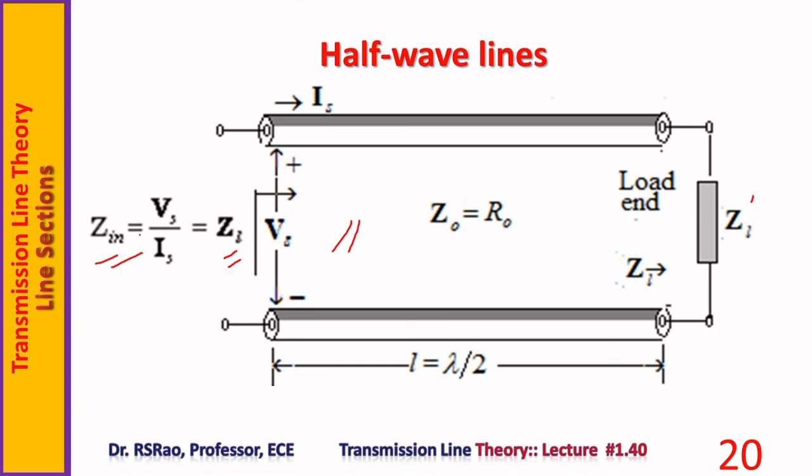How are we getting these input impedance expressions? We are using the input impedance relations which were introduced to you at the beginning of the session. Using those expressions, one can easily find out the input impedance of a half wave line, the input impedance of a quarter wave line, and the input impedance of an eighth wave line.